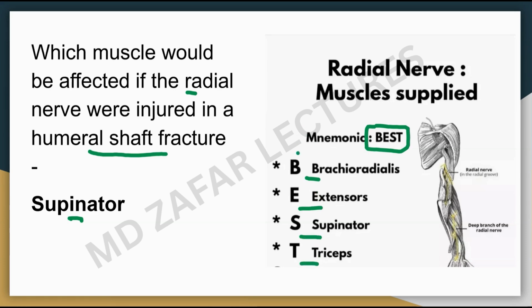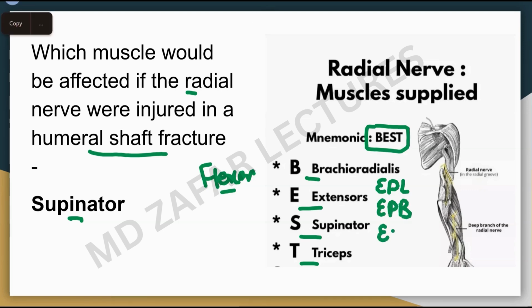Regarding brachialis, I would like to add that it is one of the flexors which are being supplied by the radial nerve, and among the extensors we have the extensor pollicis longus, extensor pollicis brevis, we have the extensor indicis, extensor digitorum, and extensor digiti minimi. Now, also there will be the abductor pollicis longus. These are the muscles which are going to be supplied by the radial nerve.